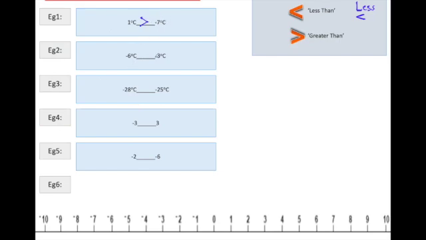Next question, we have two negative numbers. To compare two negative numbers, you choose the numbers without the sign, 6 and 3. The smallest number will have greater value.